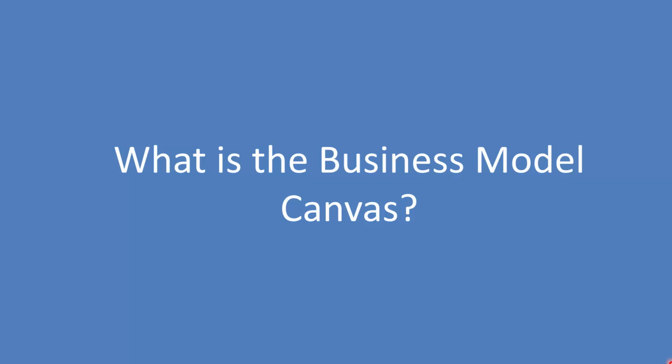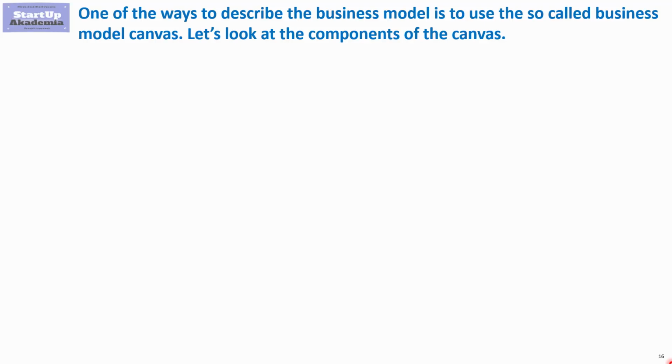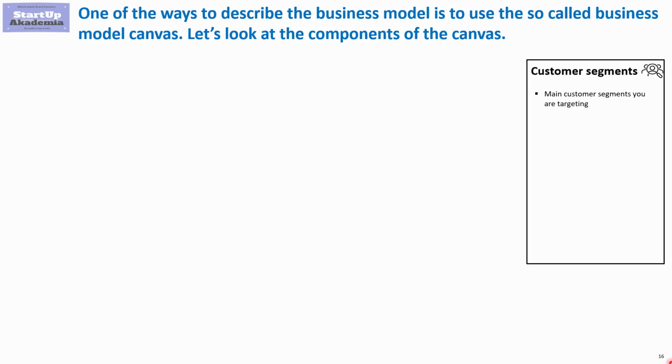Let's briefly discuss what the business model canvas is. The business model canvas is a way to present the business model of any company in a standardized way. In this framework, we present the business model by describing the company in 9 separate areas. We start with the customer segments.